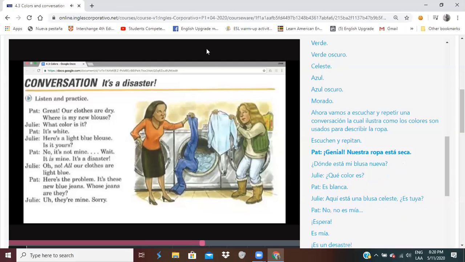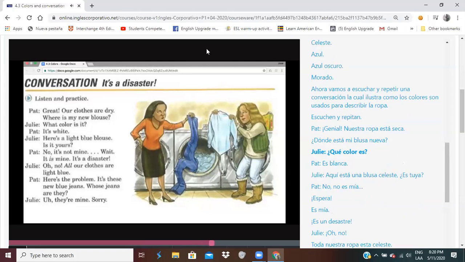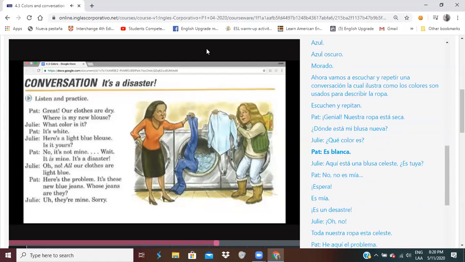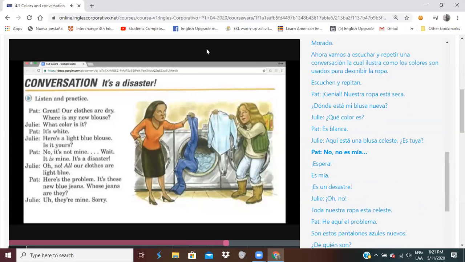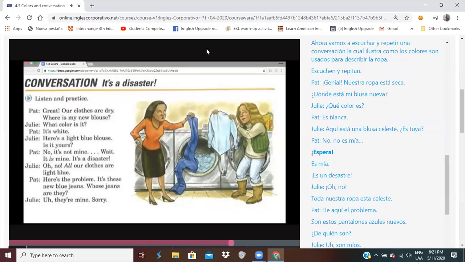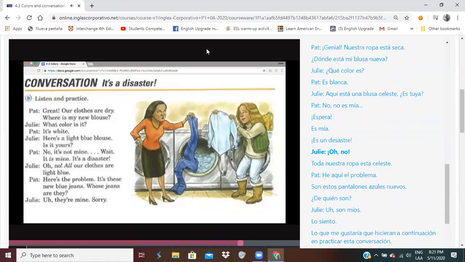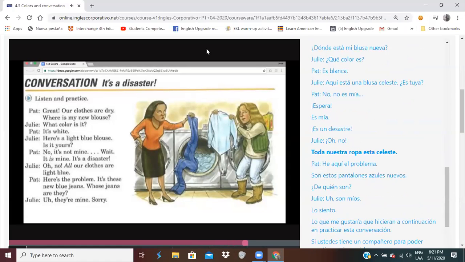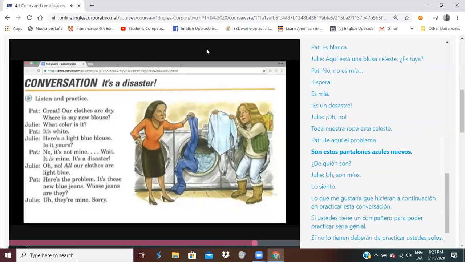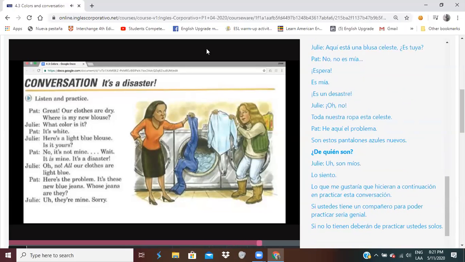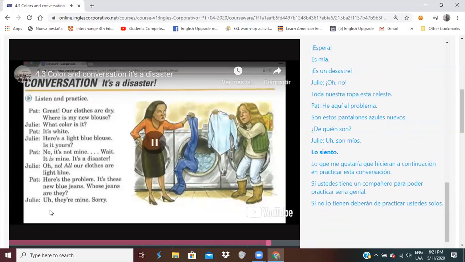Great! Our clothes are dry. Where is my new blouse? What color is it? It's white. Here's a light blue blouse. Is it yours? No, it's not mine. Wait. It is mine. It's a disaster. Oh no! All our clothes are light blue. Here's the problem. It's these new blue jeans. Whose jeans are they? They're mine.